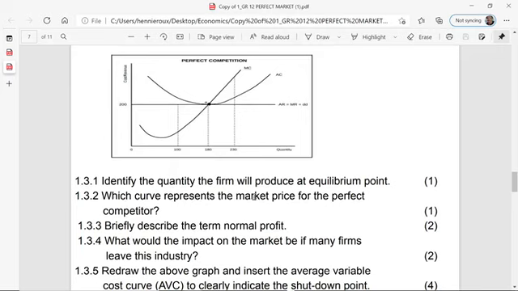Which curve represents the market price for the perfect competitor? Right? Your market price, which is that price there. So what curve is that? That is what we call our average revenue curve, or the DD curve, right?